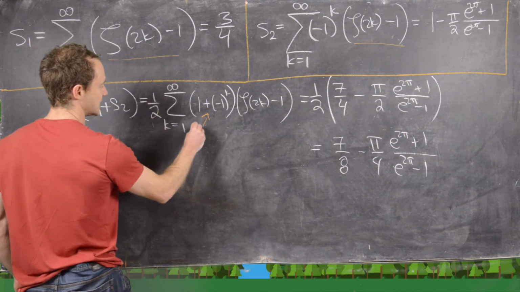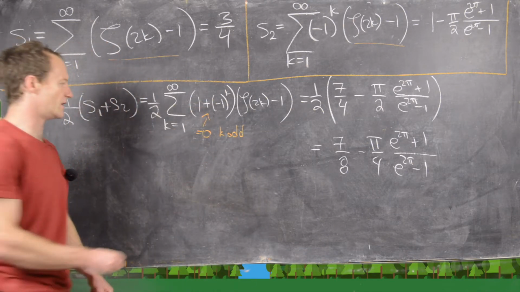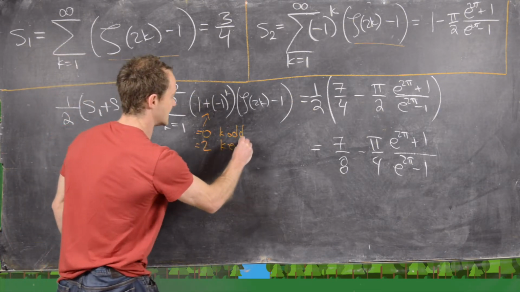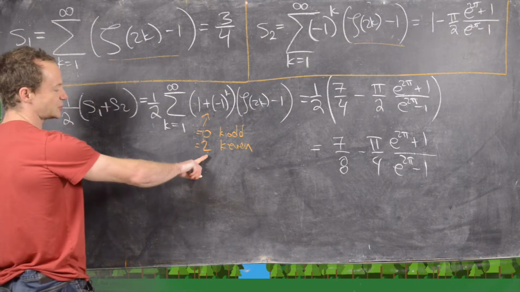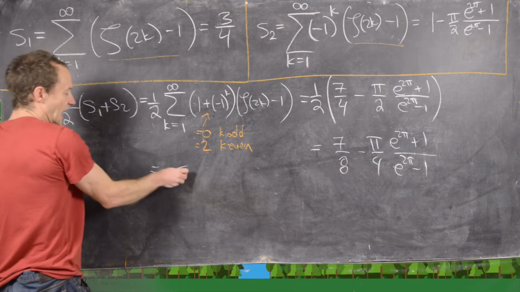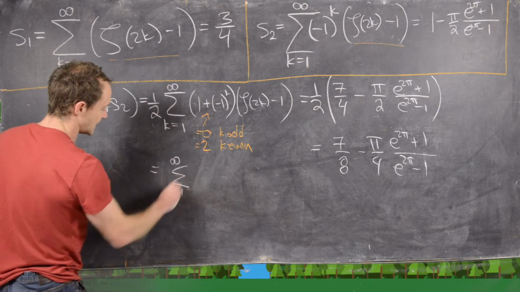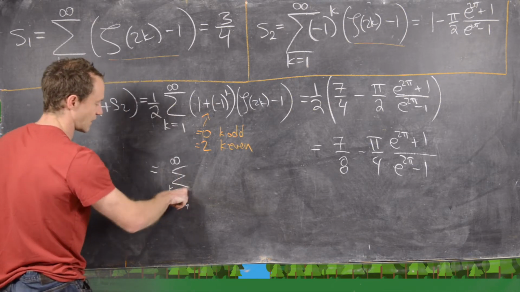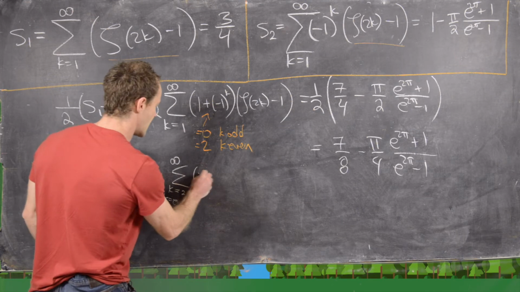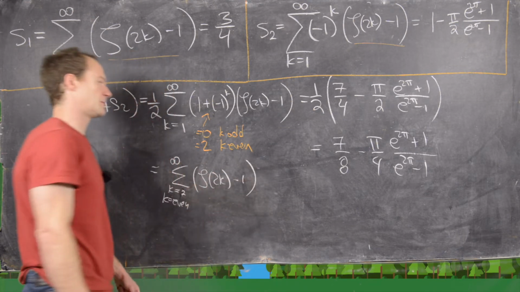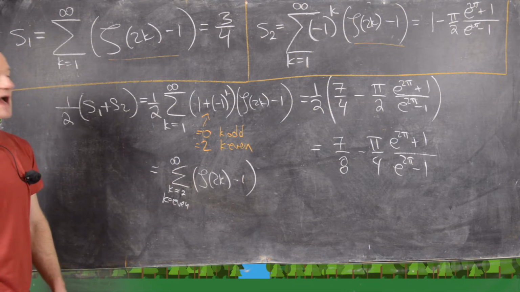So notice that this is equal to 0 if k is odd. And why is that? Because we have 1 minus 1. And this is equal to 2 if k is even. Okay, good. So what that means is that this 2 out front is going to cancel this half, and what we end up with is the sum k equals 1 to infinity of k only being even numbers. So I really can just say k equals 2 to infinity over only even numbers of zeta of 2k minus 1.